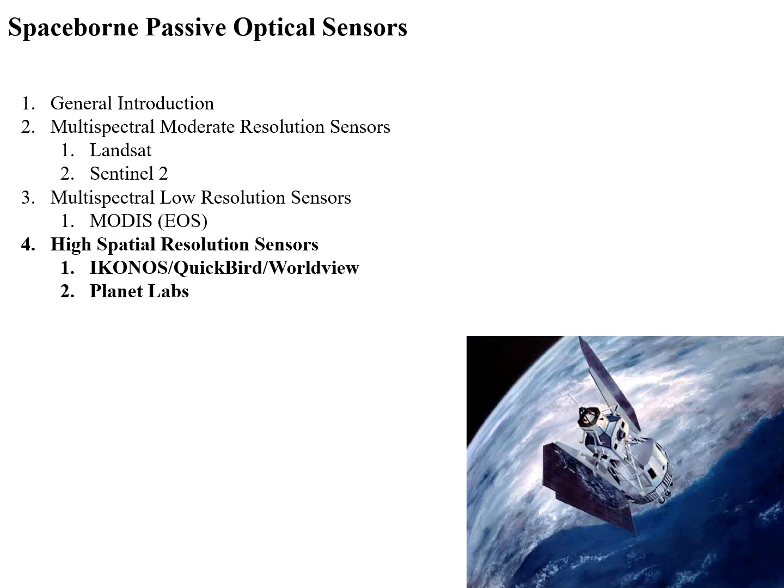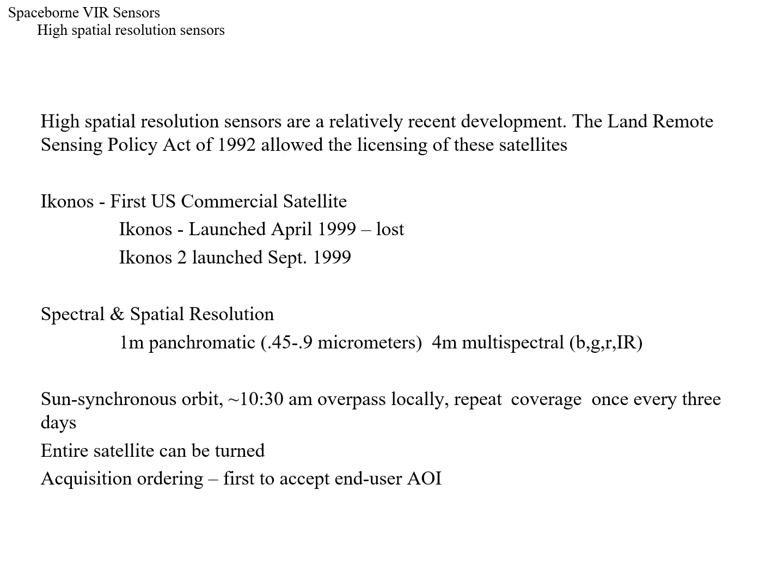Okay, now we're going to talk about high spatial resolution sensors. So these are, I think of it as, a relatively recent development. The Land Remote Sensing Policy Act of '92 allowed the licensing of these satellites. Before that, it was considered a national security risk to have people looking at things at too high a spatial resolution. IKONOS was the first U.S. commercial satellite. IKONOS 1 was launched in April 1999. That was lost in space. IKONOS 2 was launched in September 1999, and that's the first we have data from.